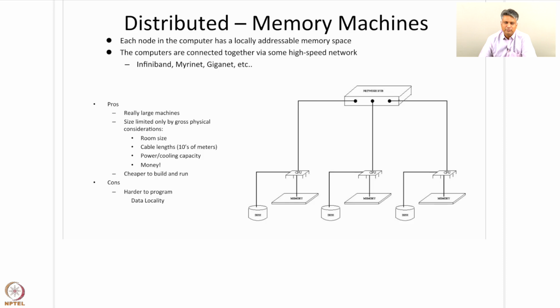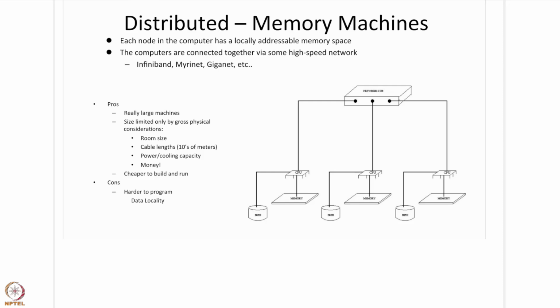So there is a problem of data locality. For example, if node 1 needs some information for its computation which does not reside in node 1, but resides in node 2 or node 3, then it has to explicitly request it in a communication mode to get that bit of data and then start the computation.